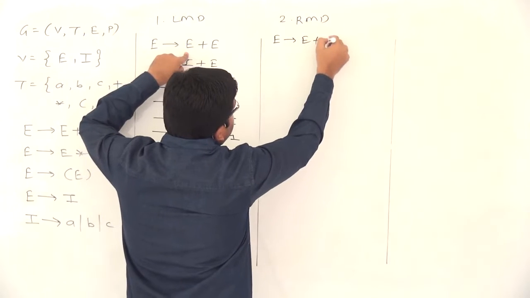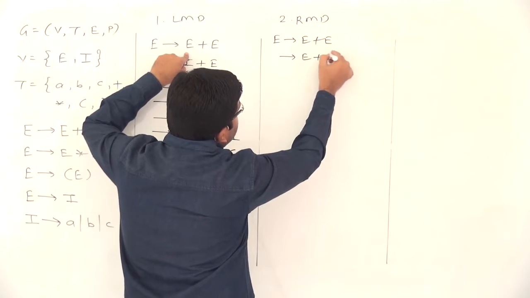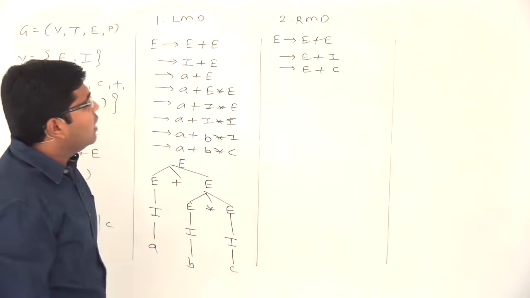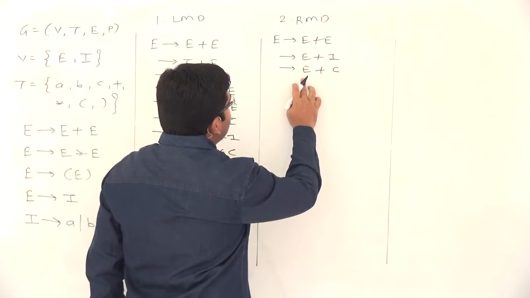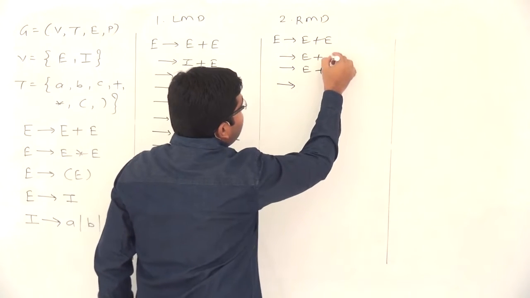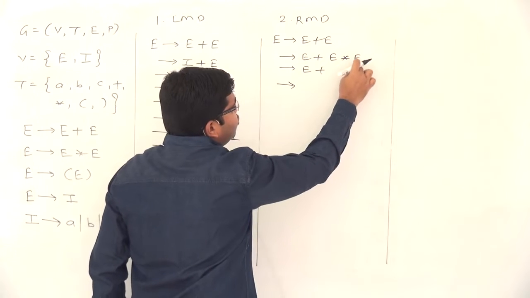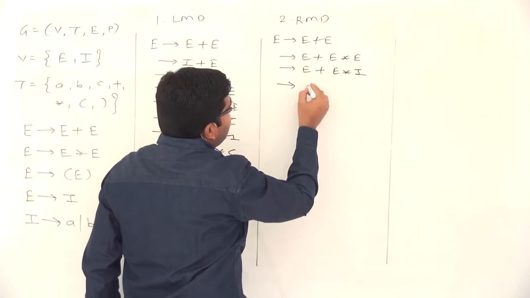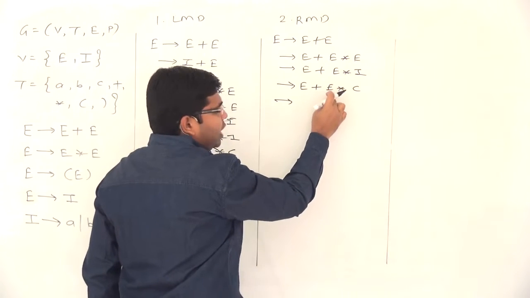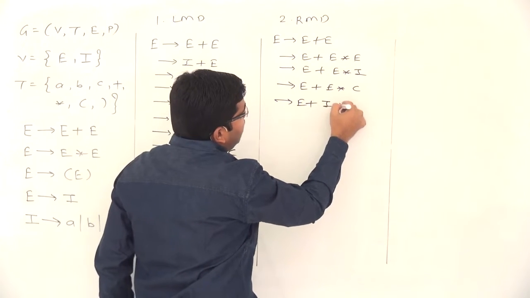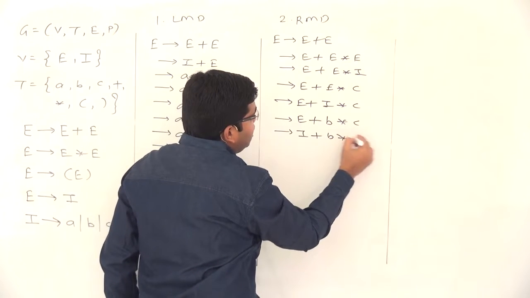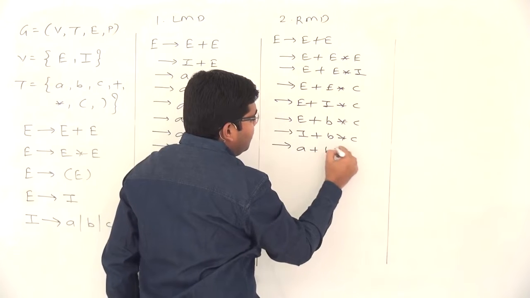So E produces E plus E. Now, rightmost derivation, so I will replace this E with I, and finally we will replace that I with C. Now this E we will replace with E multiplied by E. Now we replace this rightmost E with I, so it will be E multiplied by I, and finally it will be E plus E multiplied by C. Now we will replace this rightmost variable E with I, it will be E plus I multiplied by C, E plus B multiplied by C. Finally, it will be I plus B multiplied by C, and ultimately we will get A plus B multiplied by C.